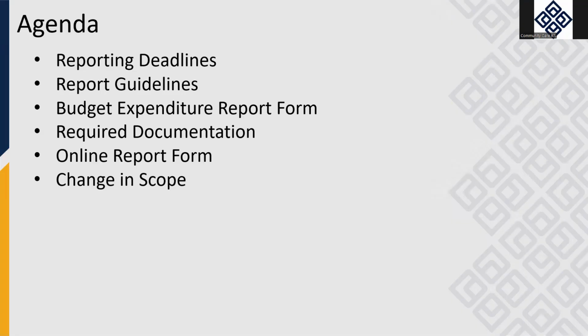Congratulations to your organization on receiving a State Fiscal Year 2026 Capital Investment Grant, or CIG as we call it. The work has begun, or it is beginning, and now it's time to begin preparing to report out on your progress so far. During this video, we will review the reporting deadlines, report guidelines, the budget expenditure report form, required documentation, how to complete the online report form. We'll also go over when to submit a change in scope and what you need to submit with the request and when it should be submitted by.